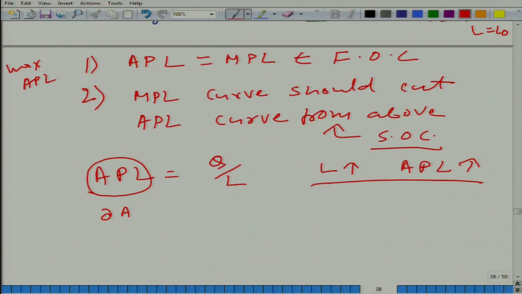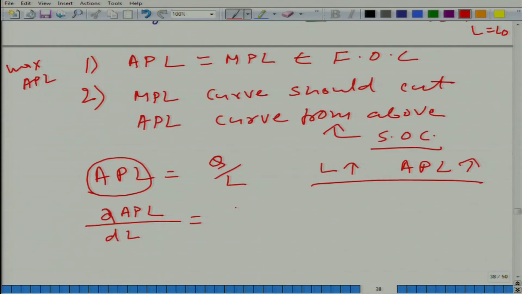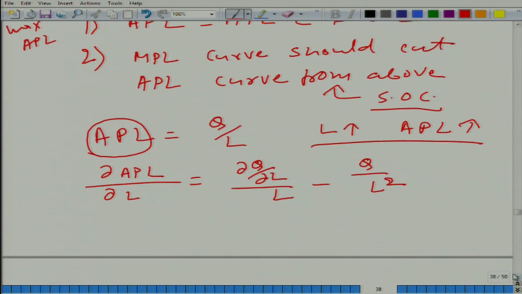So, let us say we have only one variable. In this case, what can we write? This is nothing but minus q by L square plus dq by dL into 1 by L. This is q by L square. You can put partial derivative sign, thinking that there may be more than one input. Fine. Is it clear?